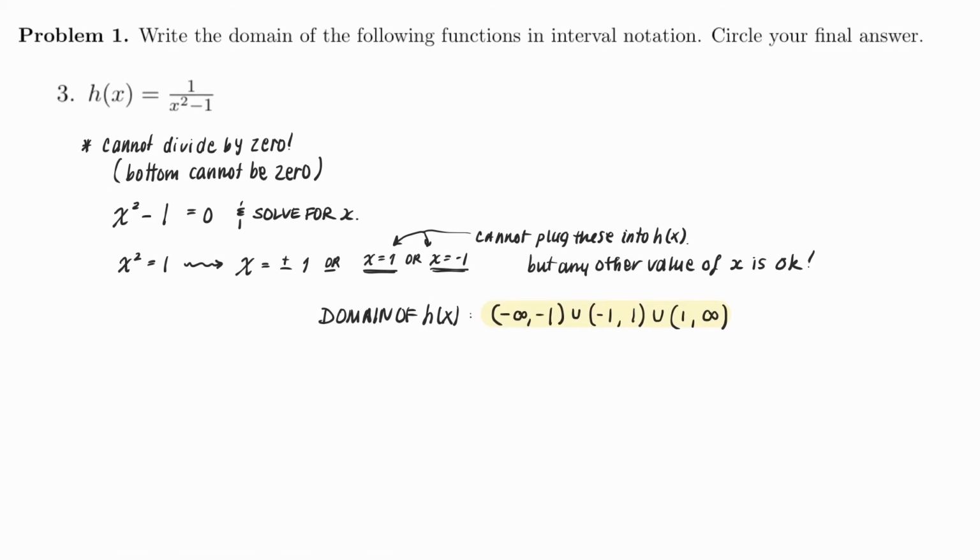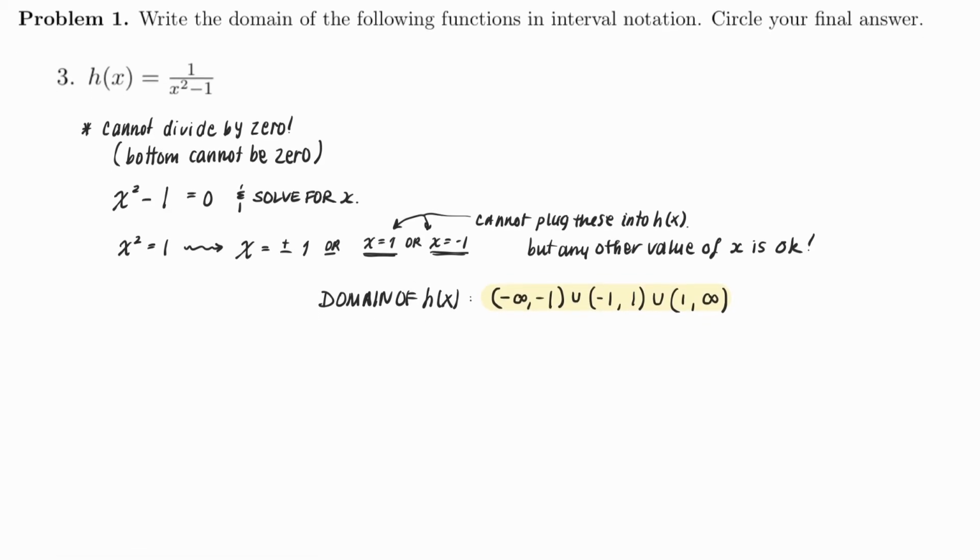If for some reason this is confusing, I mean, not for some reason, I think this is probably a little bit confusing. If I draw this on a number line, this should look like I can plug in every number except 1 and negative 1.